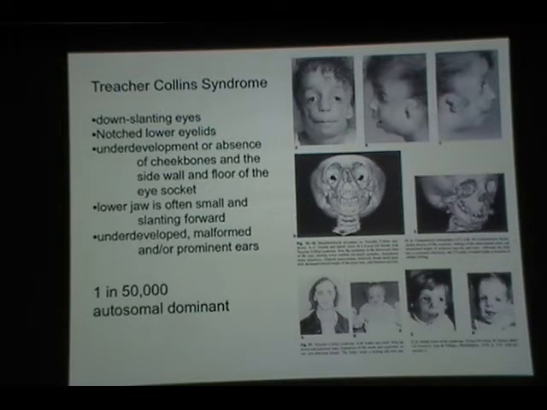You may have to correct the orbits a little bit, because the orbits are so large that the eyes are unstable. So there are all sorts of surgeries and therapies that can be involved to provide these people a more cosmetic appearance, but also functional aspects of their airway and their swallowing and eating and things like that.